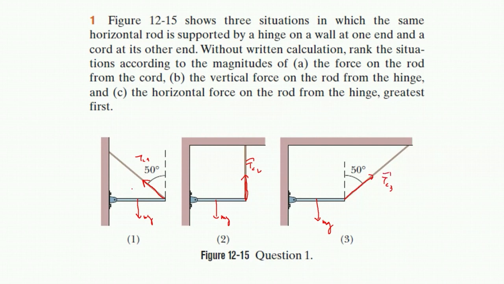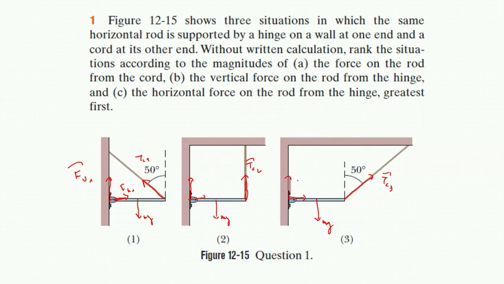And of course, here I'm doing the free body diagram in each of them. So here I will have the horizontal FH1, and here I will have FV1. Here, of course, I will have FH2 and FV2. Here I will have FH3 and FV3.